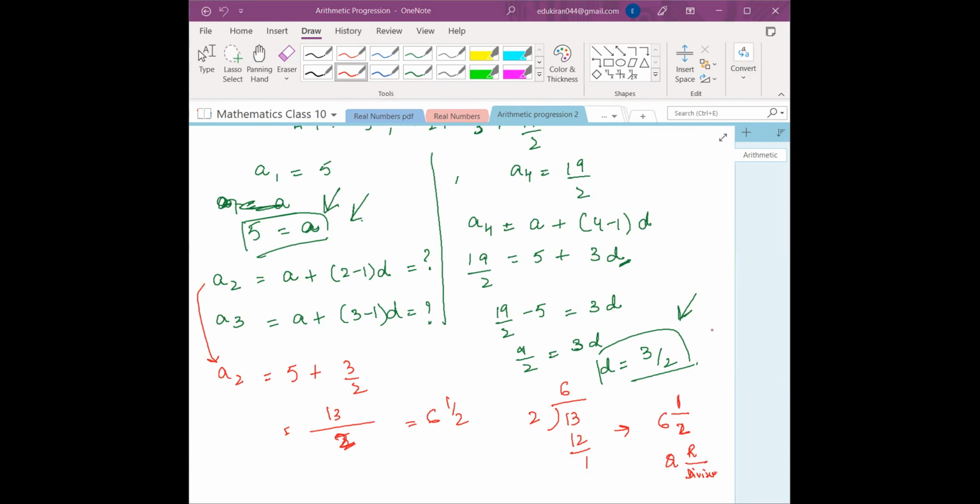Okay, now look at the fourth. I'm not doing it, just take a look at the question. So first term is already given. That means A is given to you, right? A is minus 4. Now sixth term is given. Sixth or fifth? 1, 2, 3, 4, 5. Sixth term.